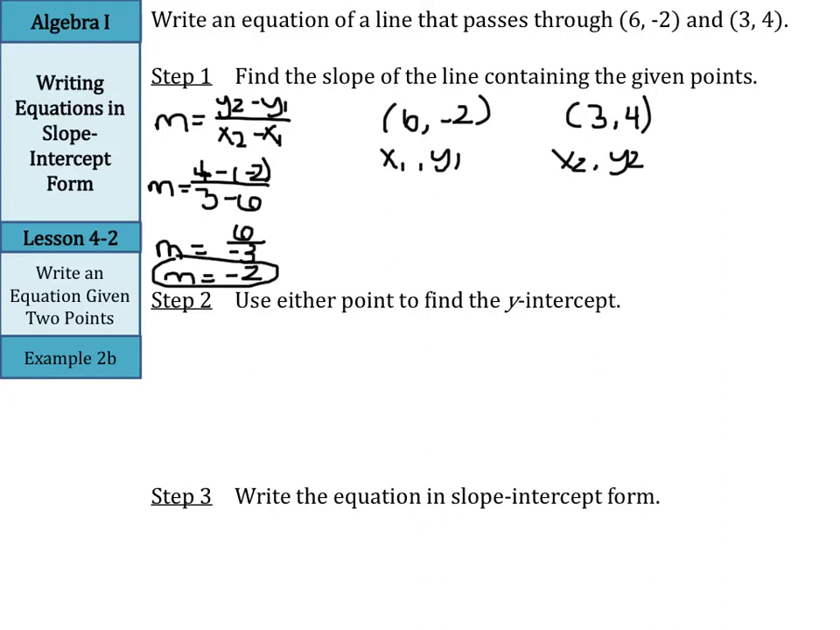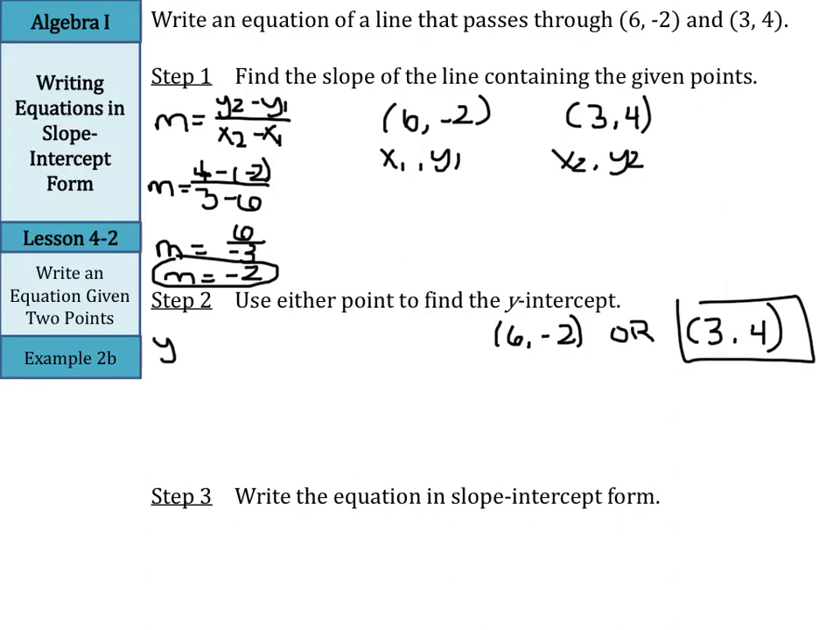So our slope is going to be -2. Now when I want to use either point to find the y-intercept, you could use (6, 2), or you could use (3, 4). Just be consistent in which one you use when you substitute in. I'm going to choose the (3, 4) this time.